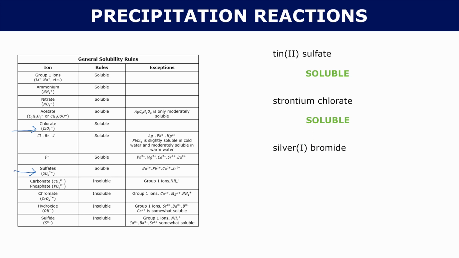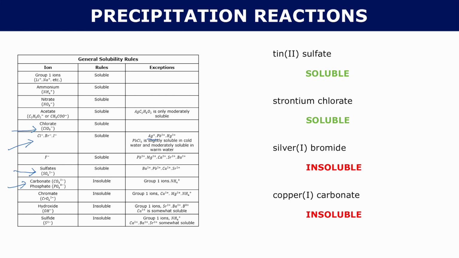Next one, silver bromide. Bromide rules are right here. So they're always soluble unless they're with silver, lead, or mercury. And one of them is silver, so therefore this is insoluble. And last one, copper carbonate. Carbonate is right here. Carbonates are always insoluble unless they're with group 1 ions or NH4, and copper isn't one of these, so that means this is going to be insoluble. So those are some examples of how you would use a general solubility rules table to determine whether or not a compound is soluble or not.